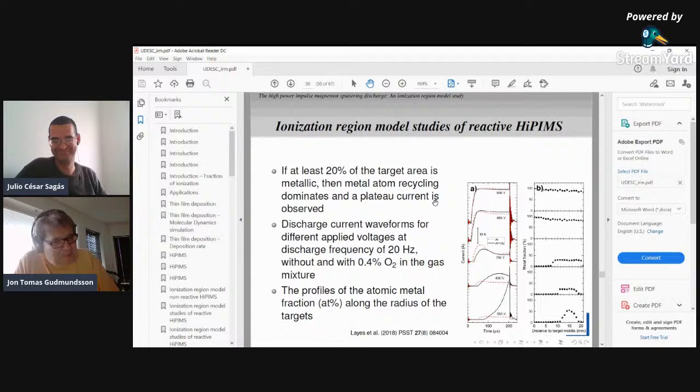And then I can answer the other part of the question. The magnetic field is not included in the model at all. It only goes in, like you said in the question, through the discharge current waveforms.